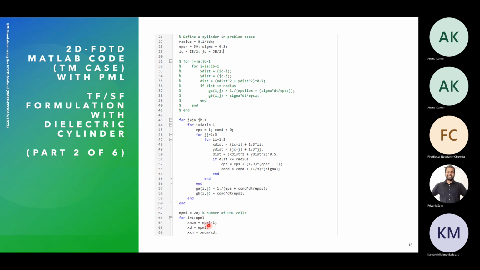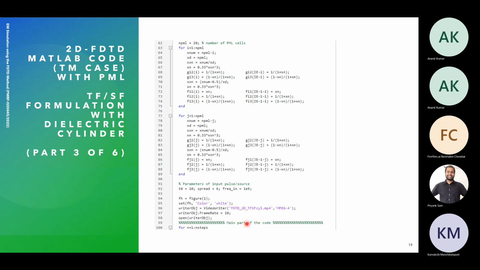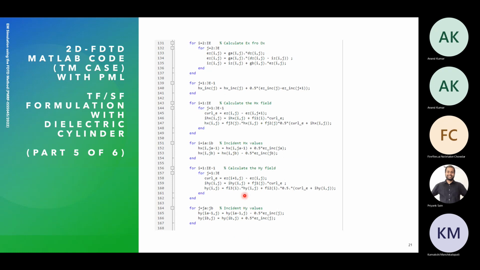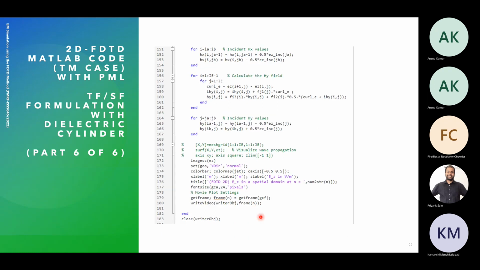and then you again start with your normal, like the previous TFSA formulation code. You update your PML cells, then start with the main part of the code, and the rest of the code for the TFSA formulation remains the same. So no changes over here. The only change you needed to make was outside the loop, where you included the modification of the GA and GV for this dielectric cylinder.